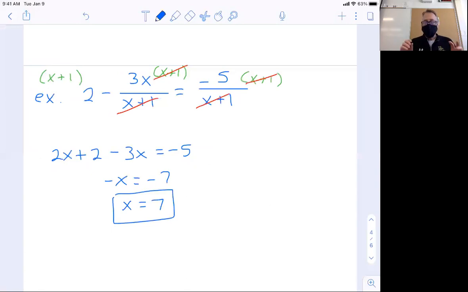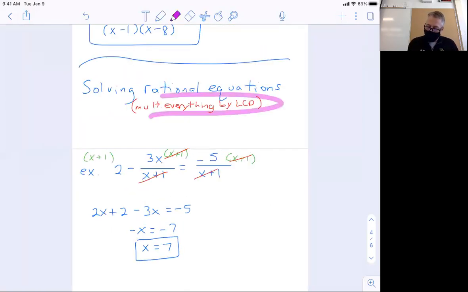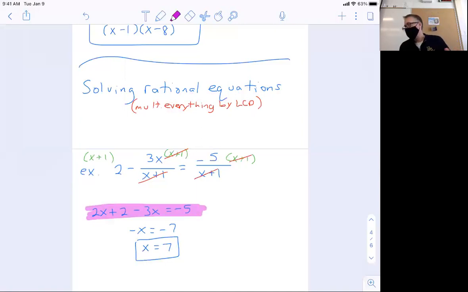So again, the method is multiply everything by the common denominator. And the whole reason to do that is so that all the denominators cancel. So your second line should not have any denominators, or a denominator of 1, of course. Okay. And if it has denominators, that means you messed up. So when we're solving equations, look at that second line and everything should be on the same line.